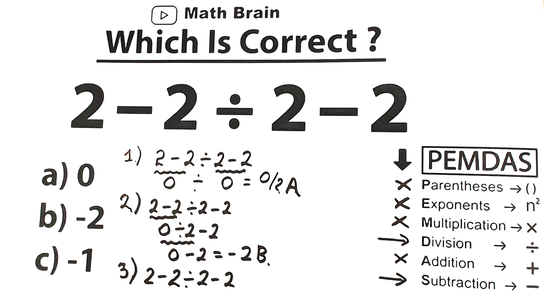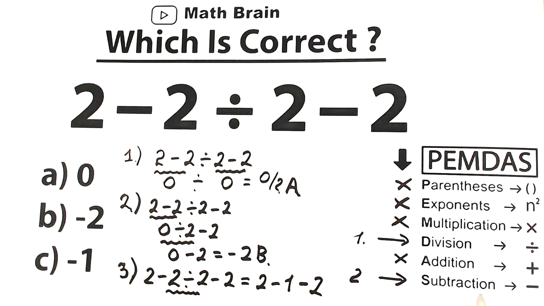But a higher position means higher priority. So it means the division has the higher position compared with the subtraction, so we should divide first and next we should subtract. Let's do this. So we have division right here in the middle. What do we have? We have 2 minus 2 divided by 2, equal to 1, and we have minus 2.